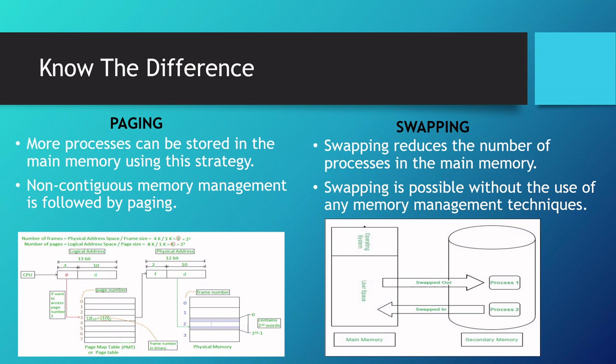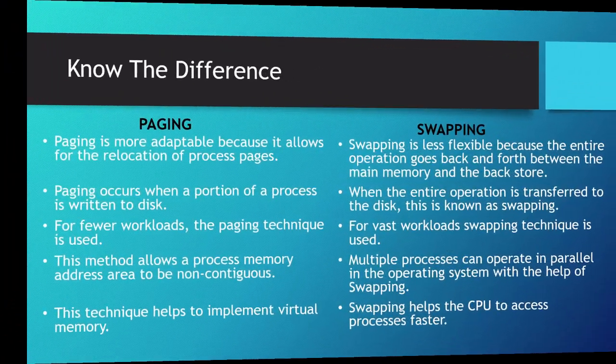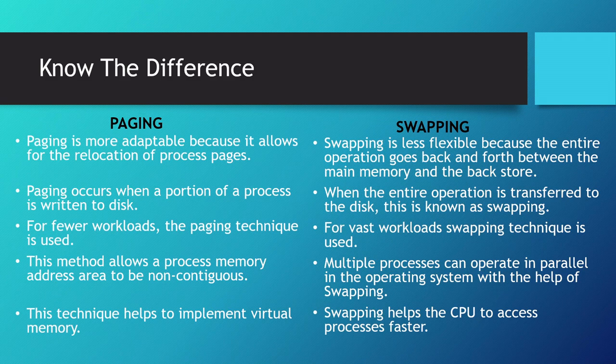Now coming to the differences, paging: more processes can be stored in the main memory using this strategy. Swapping reduces the number of processes in the main memory. Non-contiguous memory management is allowed by paging, while swapping is possible without the use of any memory management techniques. Paging is a memory management technique in which the computer stores and retrieves the data for use in the main memory from secondary storage, while swapping is a technique for temporarily removing inactive applications from the computer system's main memory.